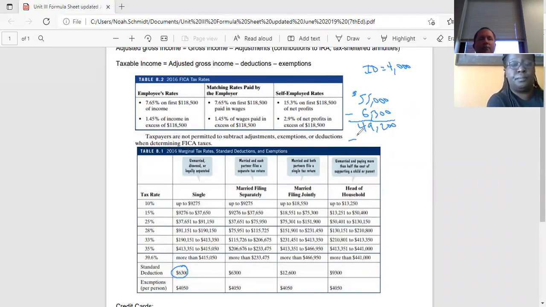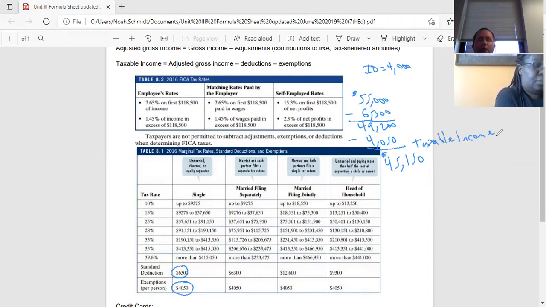But now he gets an exemption. He's single, so he didn't have any dependents. So he's basically got an exemption of 4,050 per person, and it's just himself. So that's 4,050 that's going to be taken off for his exemptions. And that's basically going to give him a taxable income of 45,150. And so that's his taxable income.